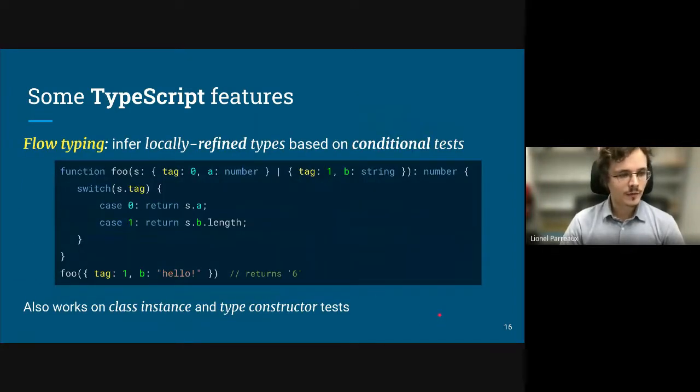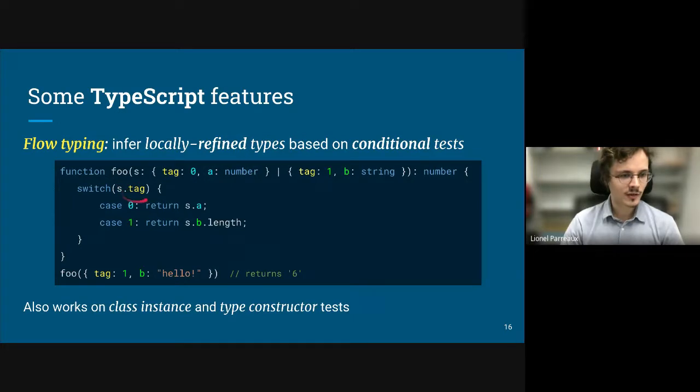And more importantly, you have this feature called flow typing, which infers locally refined types based on conditionals. For example, here we have a function that takes a parameter s, which is a record with a tag of value 0, and the field a, which is any number. So it's either this record or another record where the tag is actually 1, and the field is named b in this case, and it's a string, right? And so we cannot really do anything useful out of the box with a parameter like this, because we don't really know. We just know it has a tag, right? We cannot access the two components.